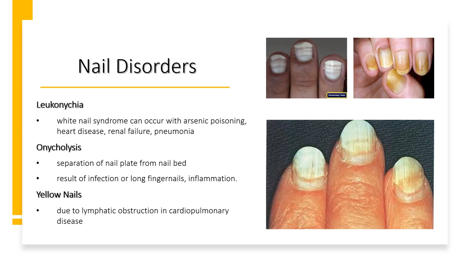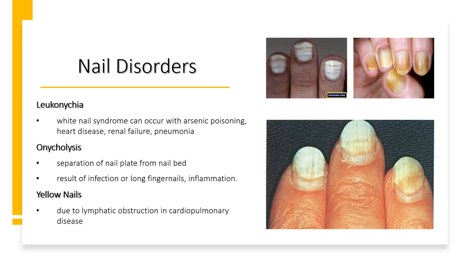Leukonychia is white nail syndrome. That's the top picture on this slide. This can occur with arsenic poisoning, heart disease, renal failure, or pneumonia. So that's leukonychia. Onycholysis is the separation of the nail plate from the nail bed. If you can see that in the middle picture, where it's a little bit brown at the proximal end, the nail is actually not attached to the nail bed. This can result in infection or long fingernails, and quite often where there's inflammation.